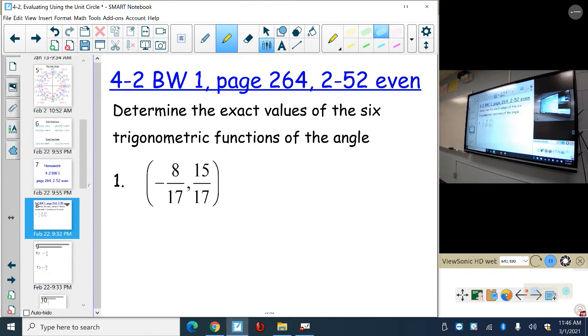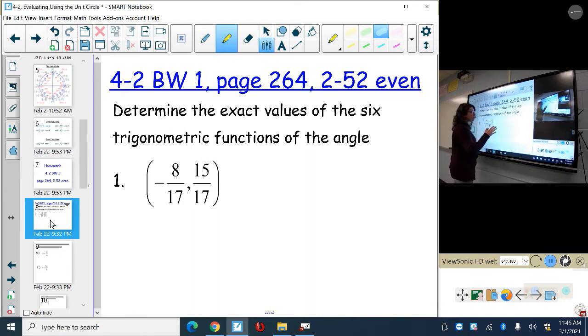The directions say, for problem 1, it literally says determine the exact values of the 6 trigonometric functions of the angle. So if I am doing that, I give you the ordered pair -8/17 and 15/17, and it gives you an actual circle where you can see it. Here's what your brain needs to understand.